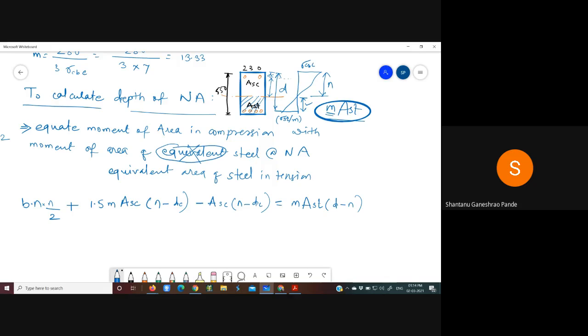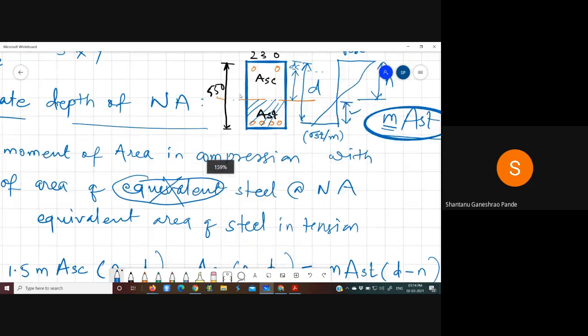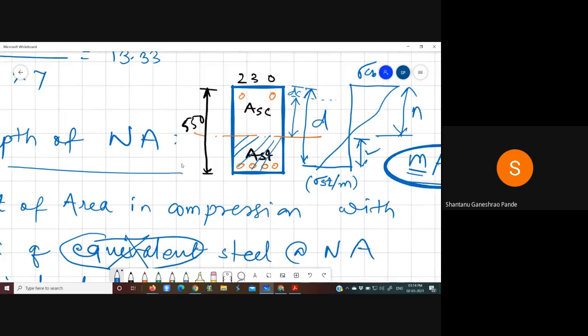Is it clear to everyone? Clear up to here? Okay. So at any step, if you are facing any doubt, feel free to ask me. Okay, fine. So here we will first have to calculate the DC value and the D value. I will just zoom in for you so this figure will be bigger.